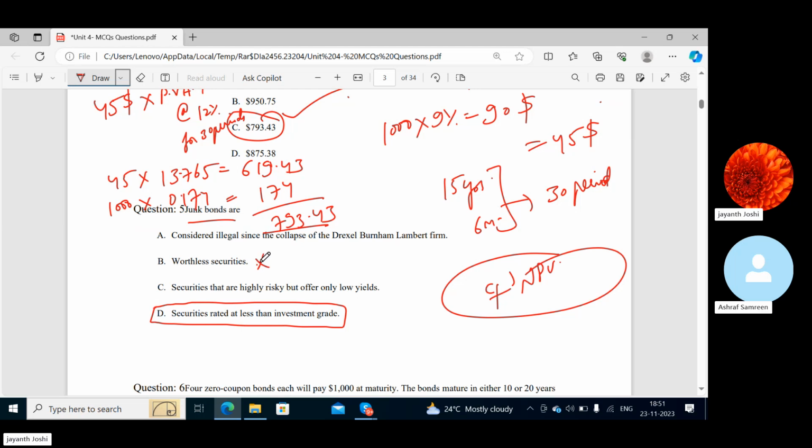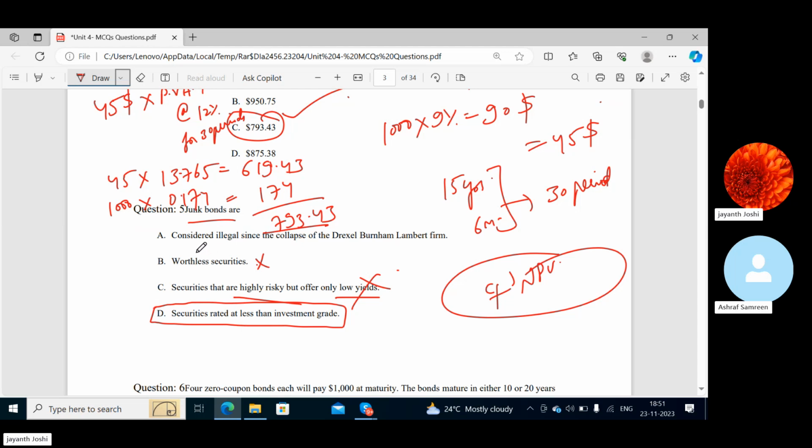Worthless security? No, worthless is useless. Who said junk bonds are good? They are highly risky ones. When they are highly risky, they offer high yields, not lower yields. This is also not right. Who said it is illegal?